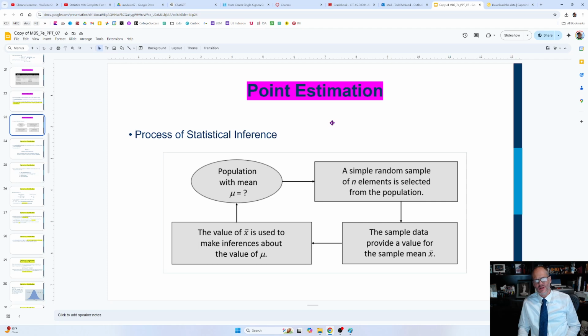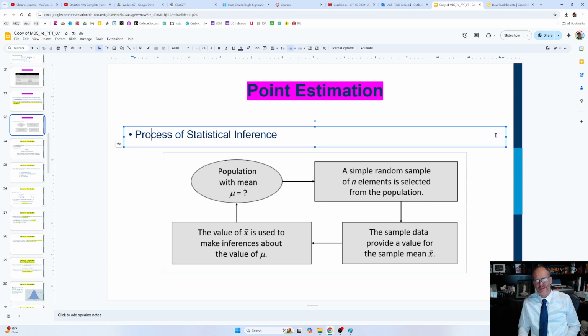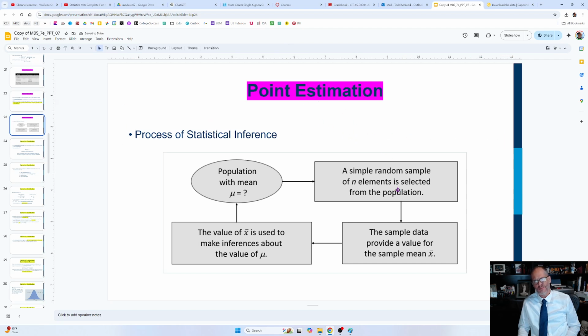The last thing I want to show is pretty self-evident, but hopefully it's helpful to some people. This is just the basic process of point estimation. There's a population with some mean, and you don't know what the population mean is. So you do a simple random sample of n elements selected from the population. The sample data provides a value for the sample mean, and that value is used to make inferences about the value of the population mean. That's pretty straightforward, but you can pause the video if that's helpful.